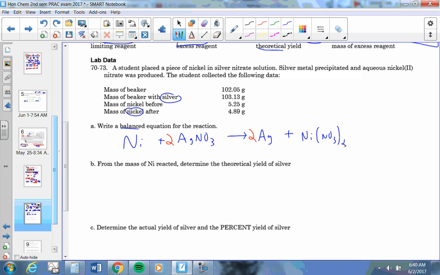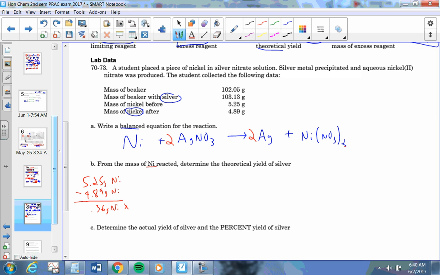Next step is to figure out how much. They didn't just tell me, but it's simple subtraction from the mass of nickel reacted. Well, they told me they had a 5.25 gram chunk of nickel, and I'm going to subtract, when they're all done, it's 4.89 grams of nickel. So how much disappeared or got used or got consumed? Looks like 0.36 grams of nickel.